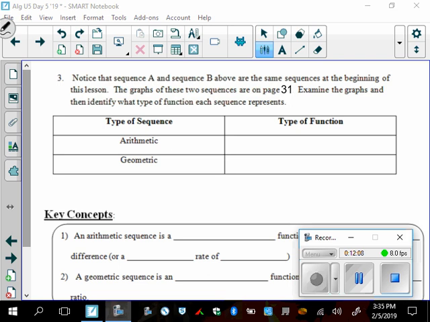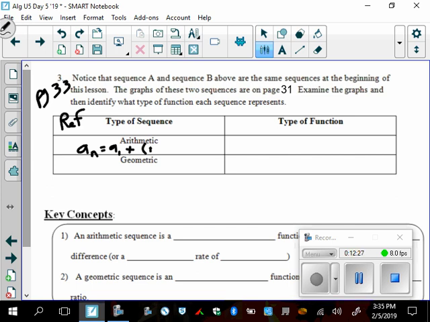So I'm on page 33. I want to put a summary together and give you a heads up of what we're looking at. On the reference sheet, it's going to give us an arithmetic and a geometric sequence. Here's the arithmetic one, and this follows a linear pattern. So it's like y equals mx plus b. They just use a's and n's sometimes.